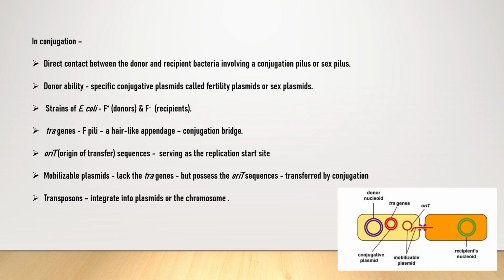In addition, mobilizable plasmids that lack the TRA genes for self-transmissibility but possess the OriT sequences for initiation of DNA transfer may also be transferred by conjugation if the bacterium containing them also possesses a conjugative plasmid. The TRA genes of the conjugative plasmid enable a mating pair to form, while the OriT of the mobilizable plasmid enables the DNA to move through the conjugative bridge.